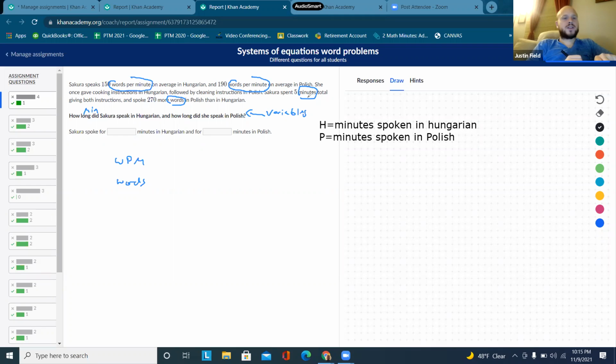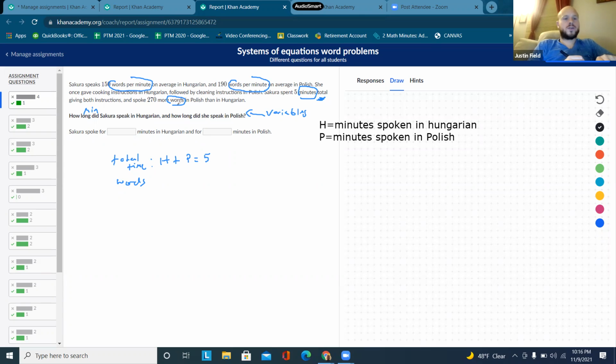Sakura spent 5 minutes total giving both. Oh, okay, hold on. We got a total. Anytime they tell you total, that is a key. They gave you an equation. Okay, so 5 minutes total. So we're going to have a total time equation. 5 minutes total, so that's H plus P equals 5. That was easy.